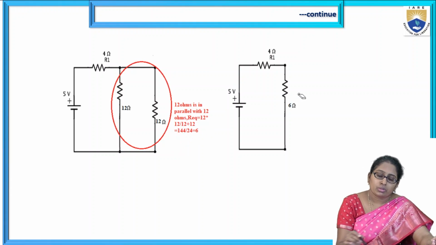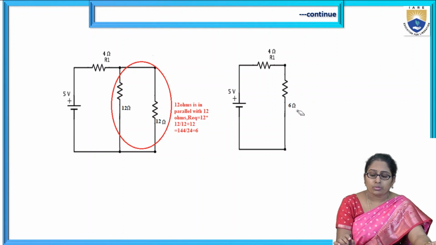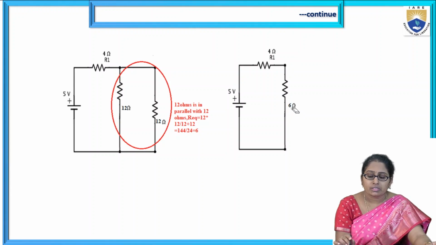Now, replace those two resistors with a resistor whose value is 6 ohm. So this is 6 ohm. Now what is the next step?